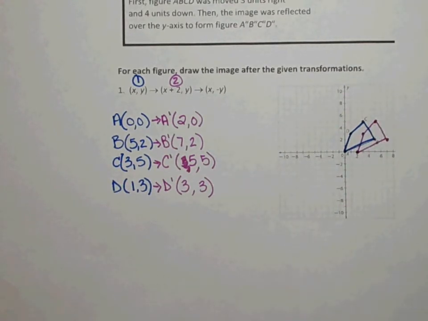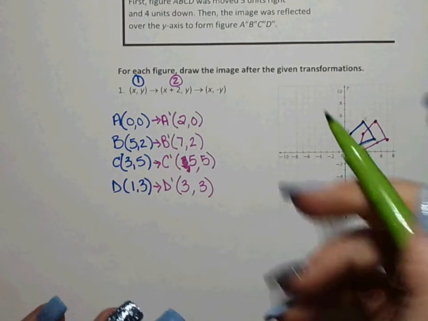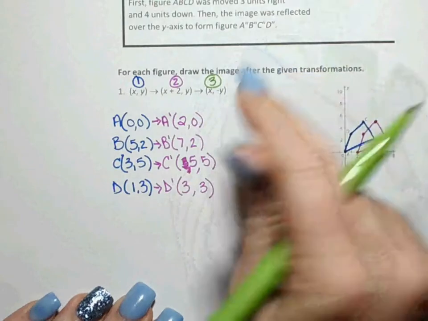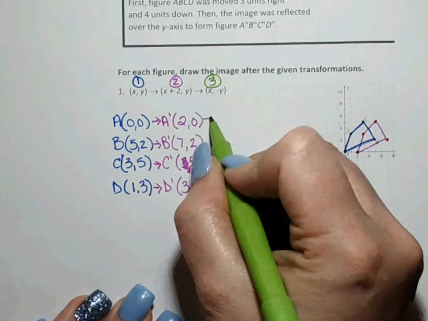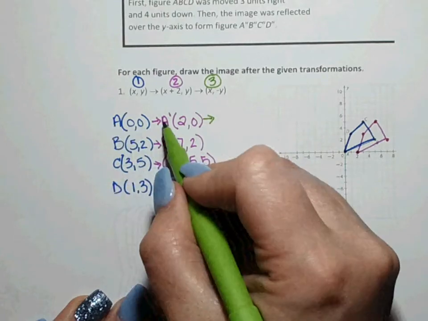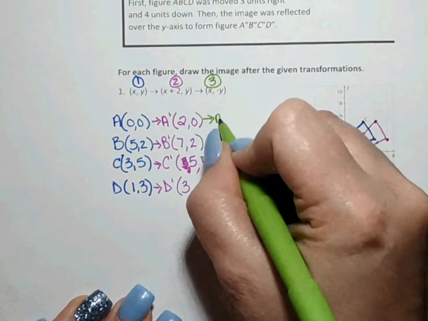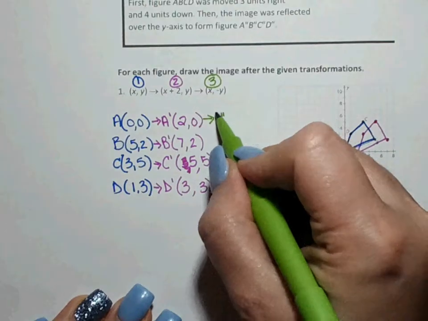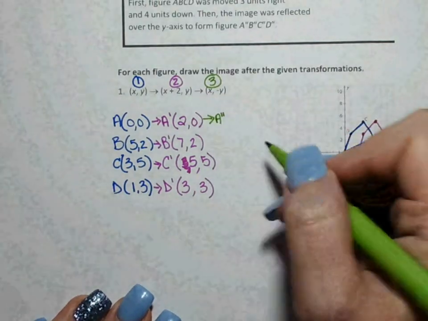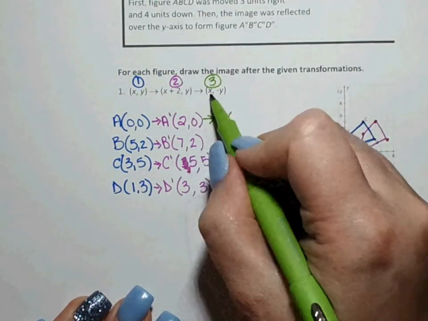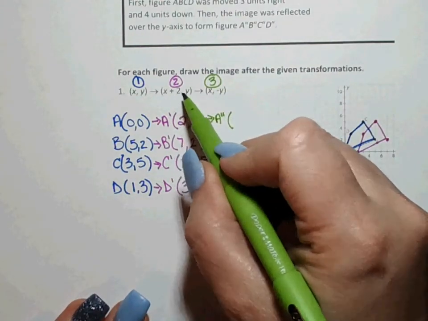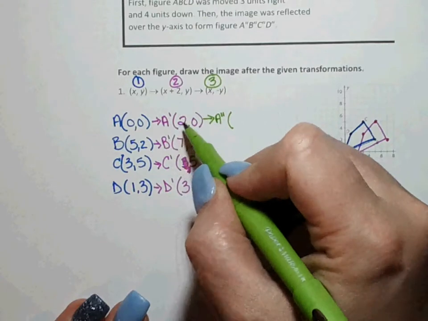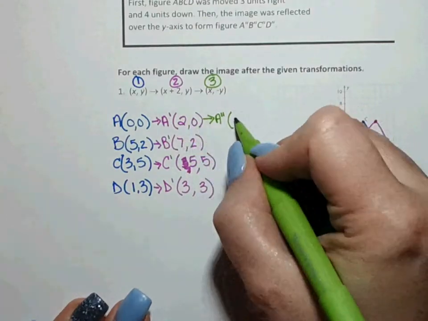Now we want to apply the final transformation, which I'm going to do in green so you can see that. Alright, so I know this is going to be a reflection. So if we've gone from A to A prime, we're going to go to A double prime. That means I've applied 2 transformations to this point. Alright, so my x value now is staying the same. Whatever I'm getting from my A prime point, that x value is staying the same. So it's a 2.